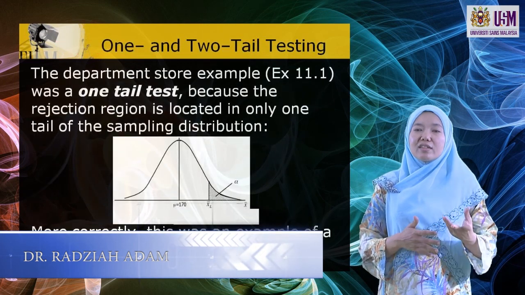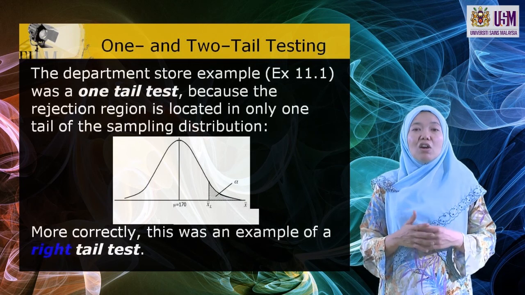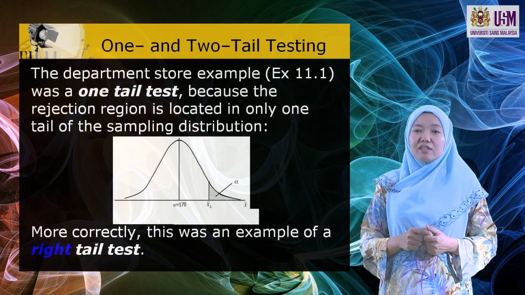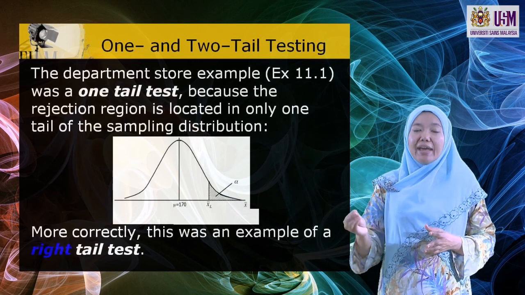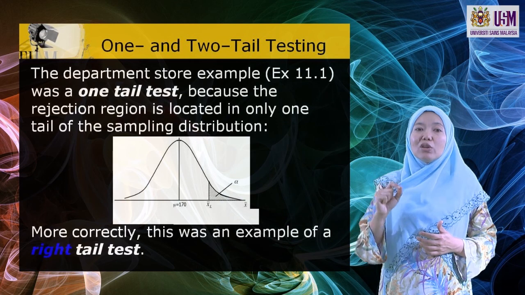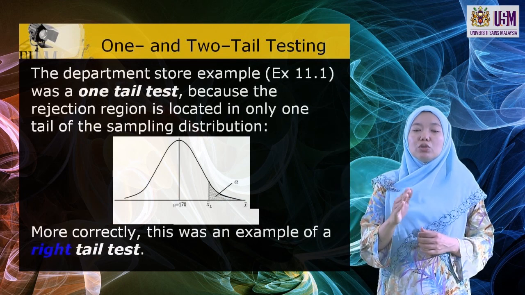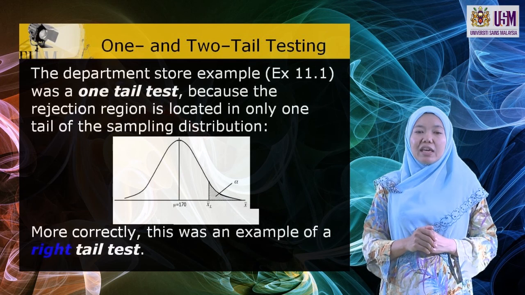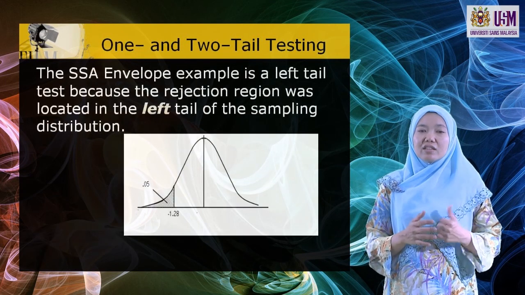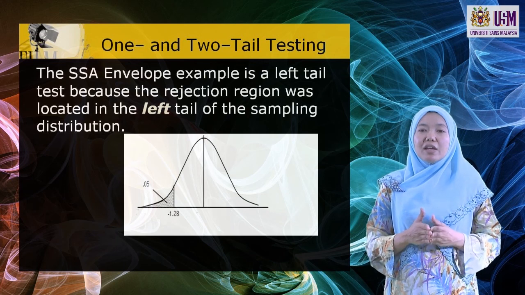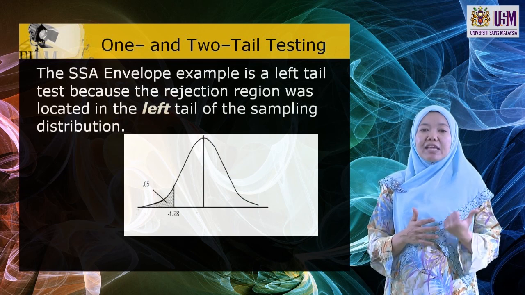Just now I keep on saying one tail test, two tail test, what are they all about? How do you know whether your hypothesis test is actually one tail or a two tail test? If we look at example 11.1, the department store example, it was a one tail test because the rejection region is located in only one tail of the sampling distribution. So alpha 5%, all that 5% stood to the right hand side of your X bar L. More correctly, this is what we call an example of a right tail test. If you look at another example in the text, the SSA envelope example, that one is a left tail test because the rejection region was located in the left tail of the sampling distribution.